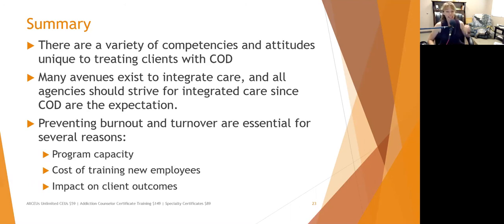One, it enhances program capacity. If you maintain 10 therapists, then you can maintain a higher census than if you periodically drop down to 6 or 8 therapists. It's expensive to recruit, hire, and train every new employee. And clients tend to lose faith in the facility if there's a high level of turnover, and they get frustrated if they can't see their therapist that they saw the last time when they come back. So there's an impact on client outcomes and their willingness to continue to seek treatment at your agency.